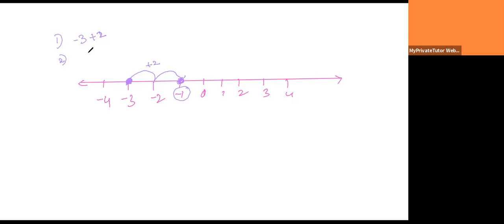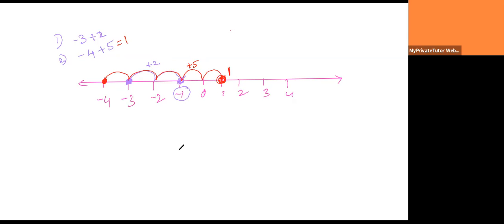Okay, let's try one more. Let's say the question is -4 plus 5. Where do we need to start? We need to start with -4, right? So -4 is the starting number. -4 plus 5 in essence means we are adding 5. So 1, 2, 3, 4, 5. So we added 5. I hope you can see that. So -4 plus 5, what is the answer? We got the answer 1.